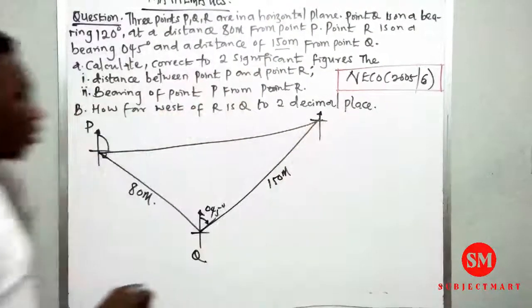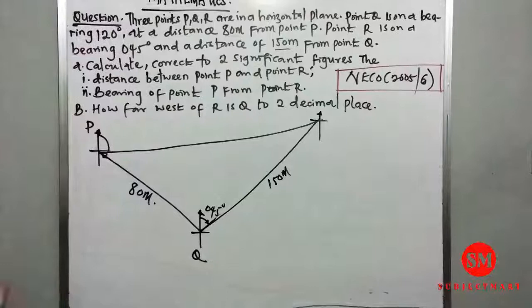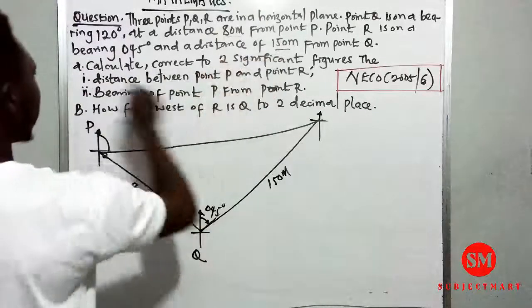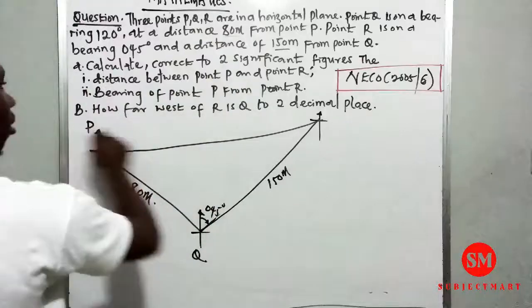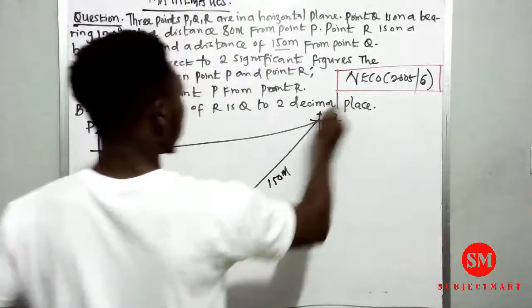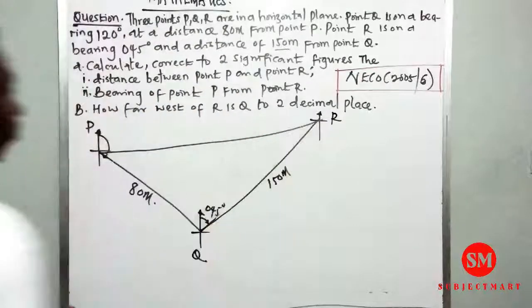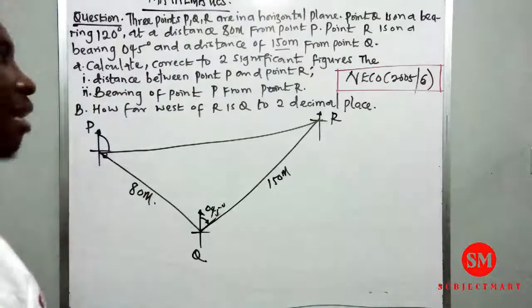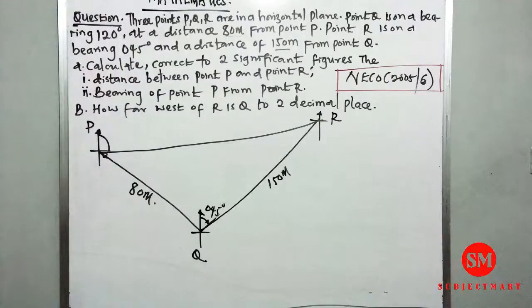Having this, we calculate the distance correct to two significant figures. This distance is PR, so it asks us to find this long value. Now, we have to find its internal angle before we'll be able to do anything. Its internal angle has to be constant, and that is where our main issues lie.